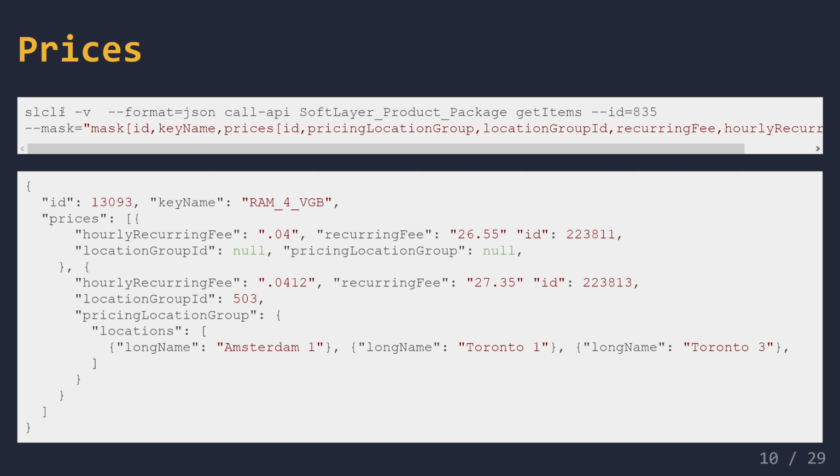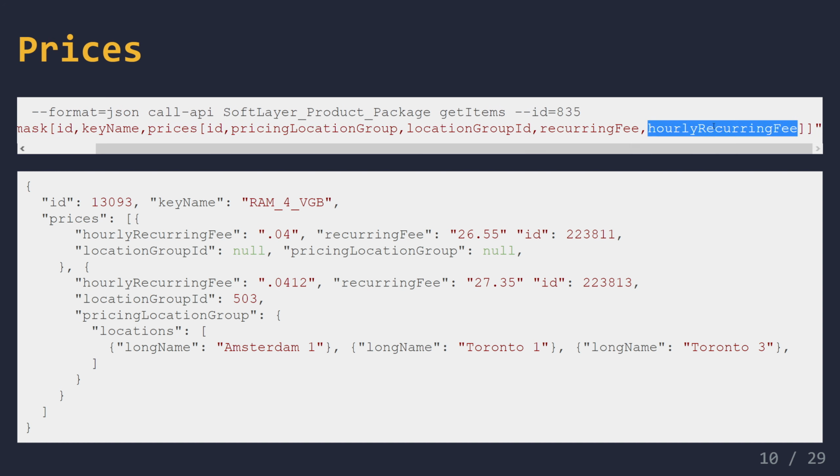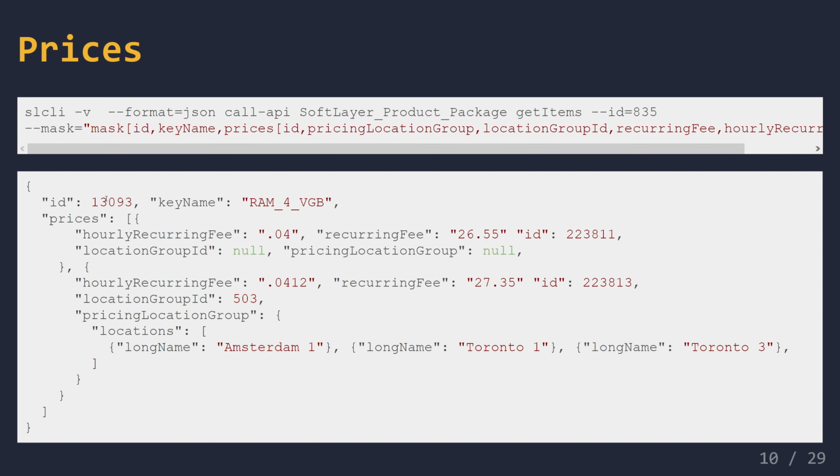So we're using the SLCLI again. We're calling SoftLayer product package get items 835. In the mask we're selecting the item ID, the prices of that item, the ID of that item, and the location group of that price, along with the recurring fees. So here's a very truncated look of what that response would look like.